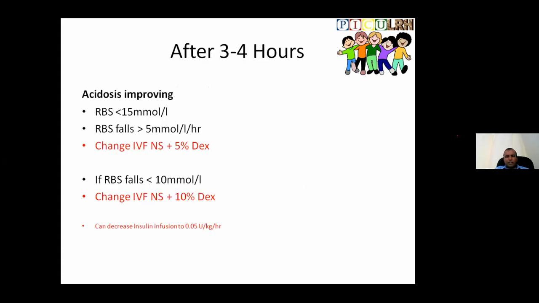After 3 to 4 hours, if the acidosis is improving, and if the RBS is below 15, or if the RBS falls more than 5 millimoles per liter per hour, you are changing the IV fluid to normal saline with 5% dextrose.